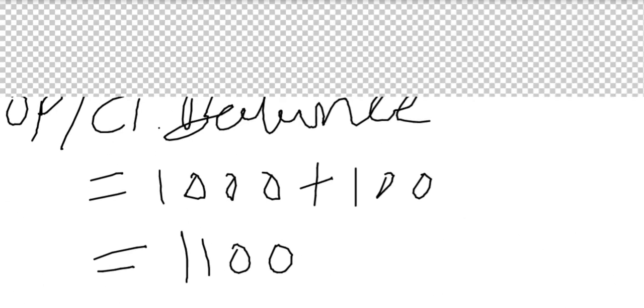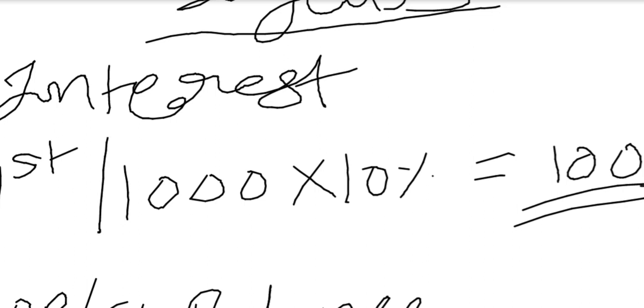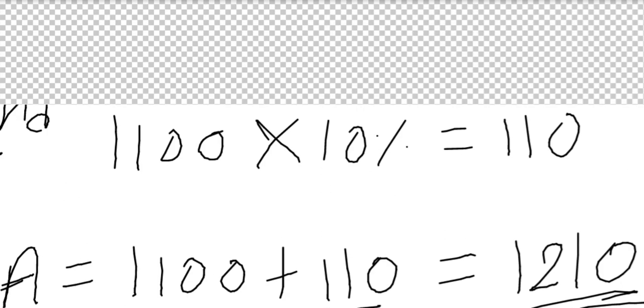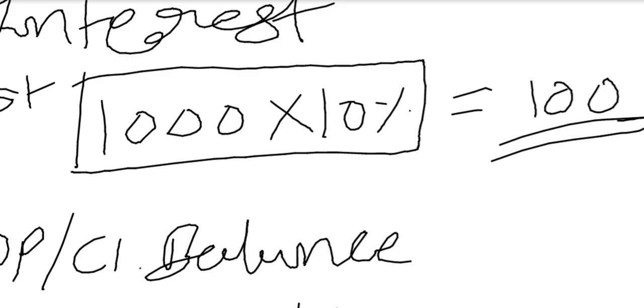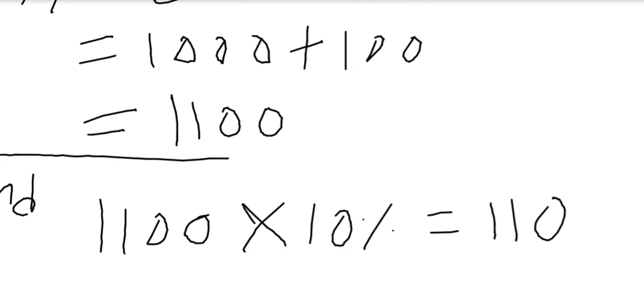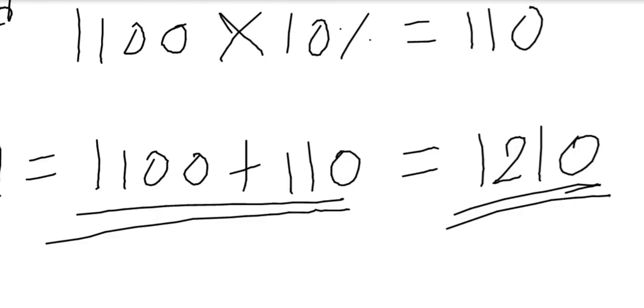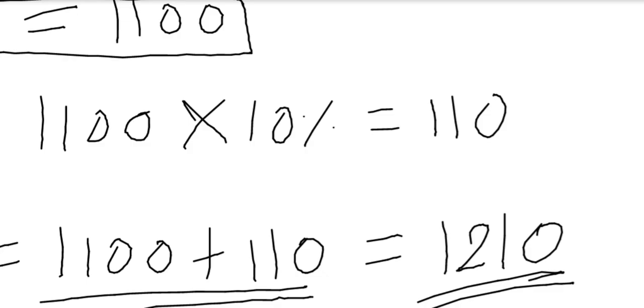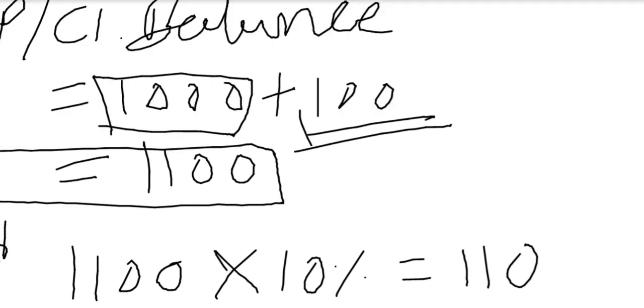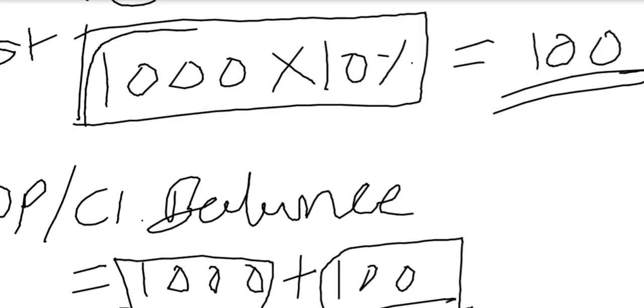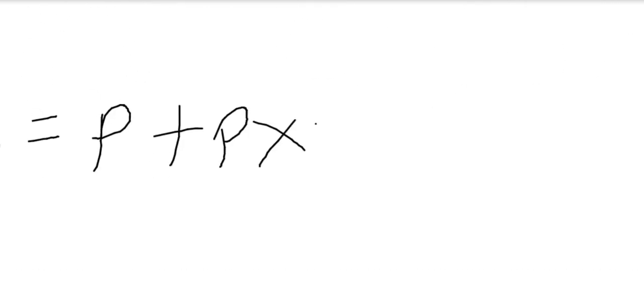Here, what are we doing? Now we can write the formula. Maturity amount A is equal to P, the principal. We need to find the maturity amount. For the first year, our principal is 1000, that is P. So we write P plus, and for this 100 rupees the formula is P into R. So P plus P into R.